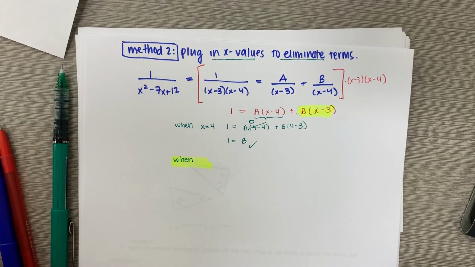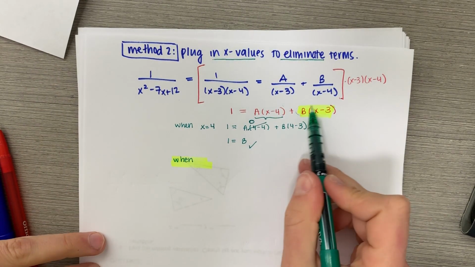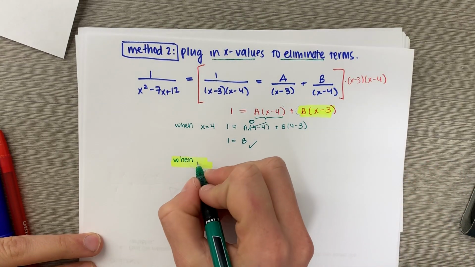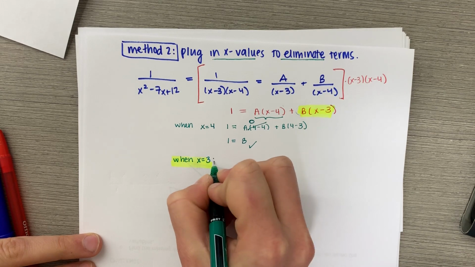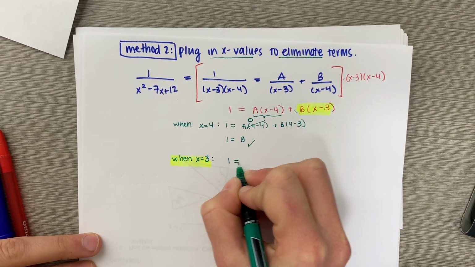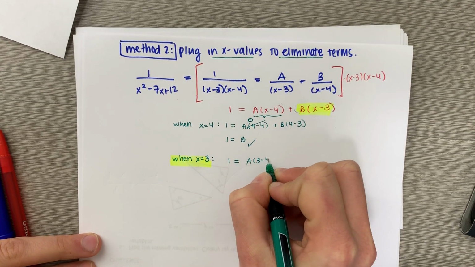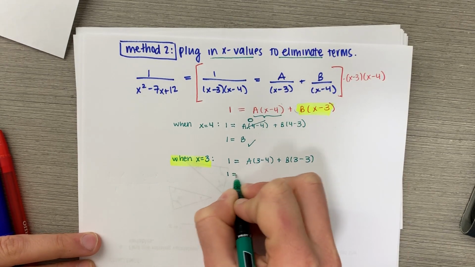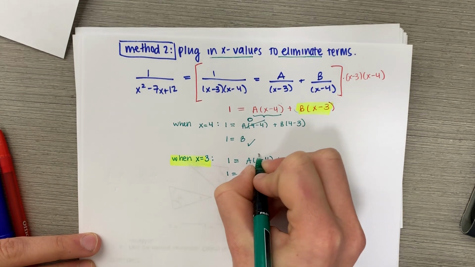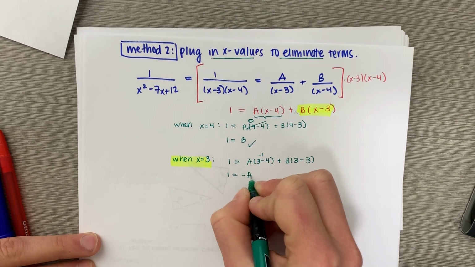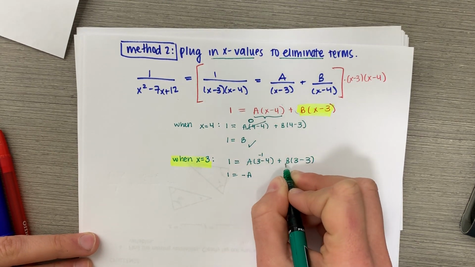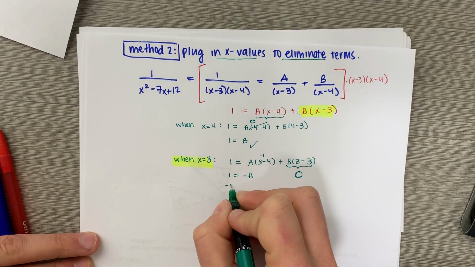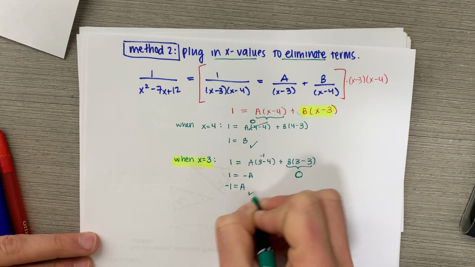So our next step is, well, what value of x makes this term become 0? When x equals 3. Then we have 1 equals a times 3 minus 4 plus b times 3 minus 3. 1 is equal to 3 minus 4 is negative 1. So this is going to be negative a. This becomes 0. 1 is equal to negative a, so negative 1 equals a.